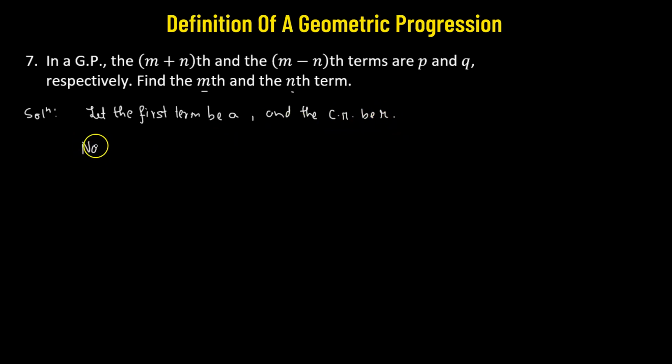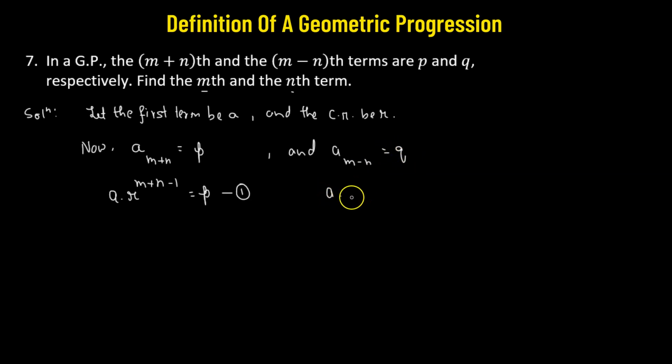Now it's given here that the m plus nth term, so a m plus n, this value is p, and using the general formula we have the first term multiplied to r raised to the power of m plus n minus 1. So this is equal to p. Let this be equation number 1. Also, it's given here that the m minus nth term, this value is equal to q. So we have a times r raised to the power of m minus n minus 1. This value is equal to q. So this is equation number 2.